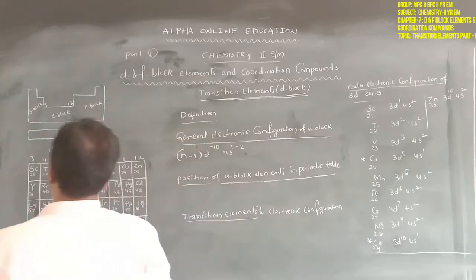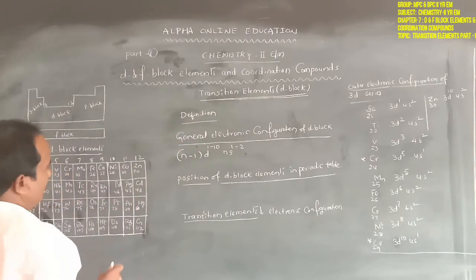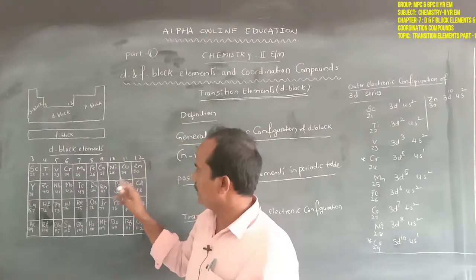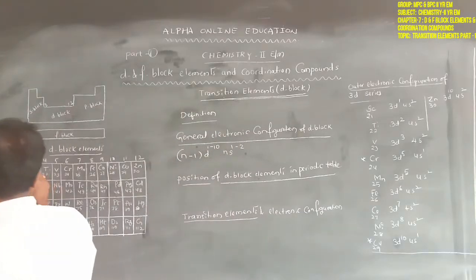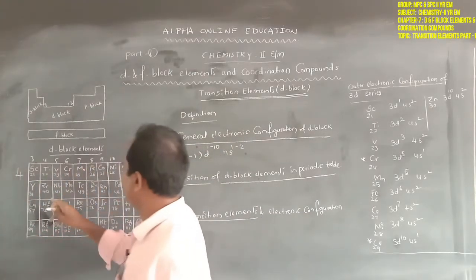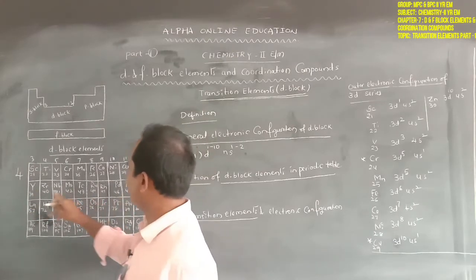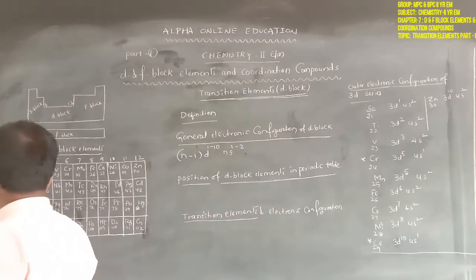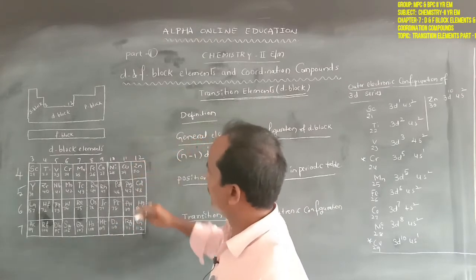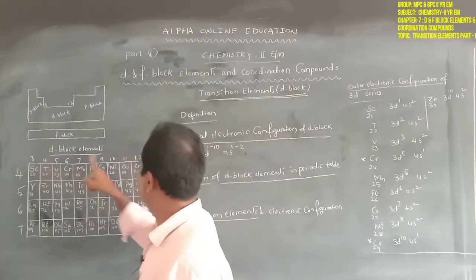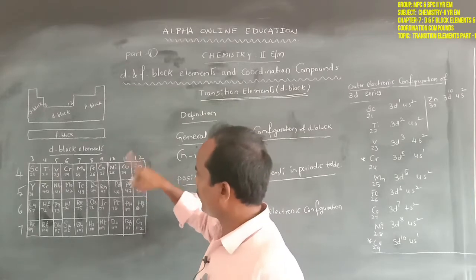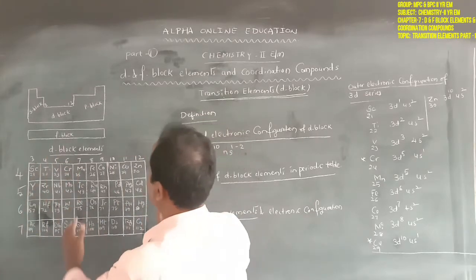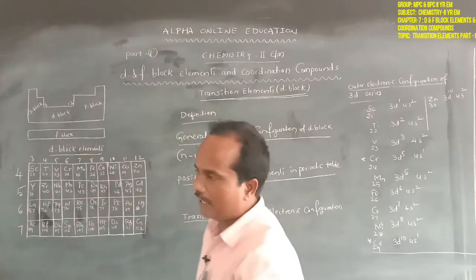From which period onwards do d block elements start? Scandium to zinc belong to the fourth period. Next, yttrium to cadmium, these 10 elements belong to the fifth period. Then this is the sixth period and this is the seventh period. D block elements belong to the third to 12th group, and to the fourth to seventh period. They exist in between the s and p block elements.